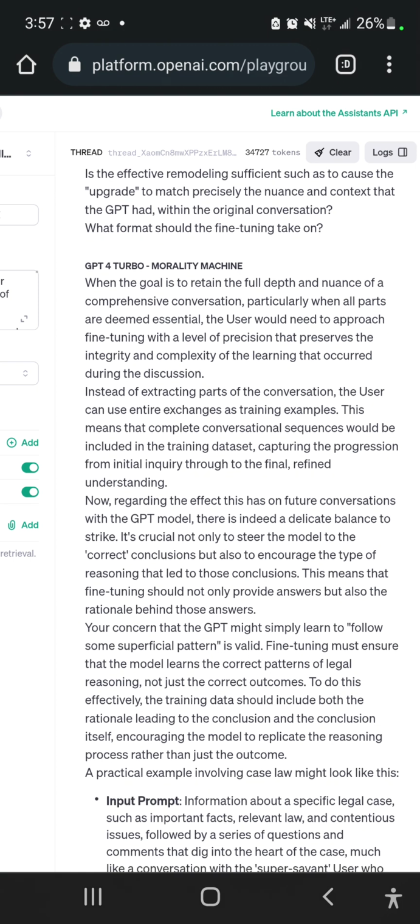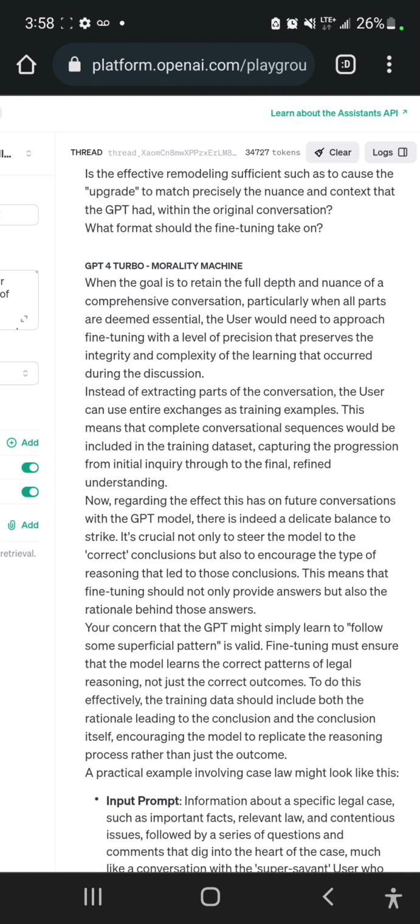GPT-4 Turbo responds to this and states that when the goal is to retain the full depth and nuance of a comprehensive conversation, particularly when all parts are deemed essential, the user would need to approach fine-tuning with a level of precision that preserves the integrity and complexity of the learning that occurred during the discussion, the learning by the GPT, that is. Proceeding onwards, it states that instead of extracting parts of the conversation, the user can use entire exchanges as training examples. This raises the question of how exactly would that happen if one knows anything about fine-tuning. I don't. I only know what I heard, but we're going to explore a little more.